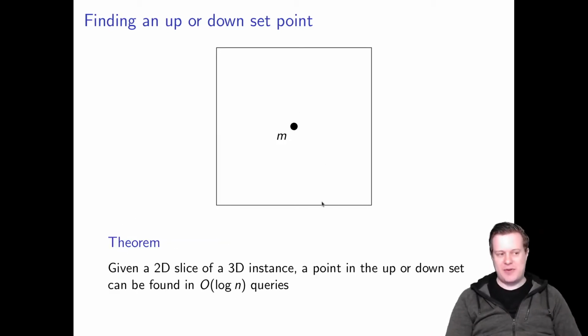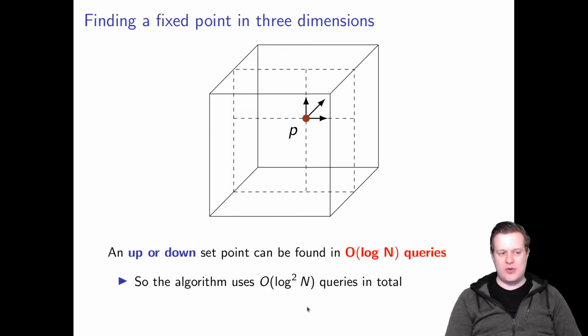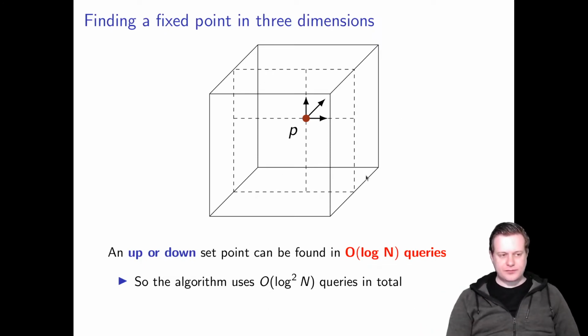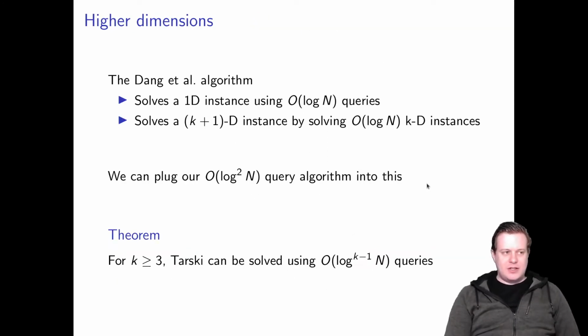So the theorem is, given a 2D slice of a 3D instance, a point in the up or down set can be found in log n queries. You then plug that into the outer algorithm, which will then give you a log squared n algorithm in total. So that's the main technical result.